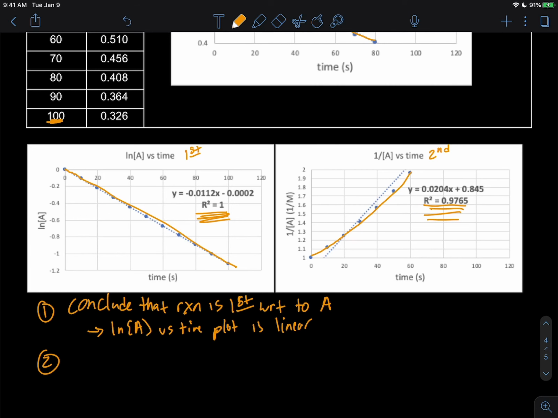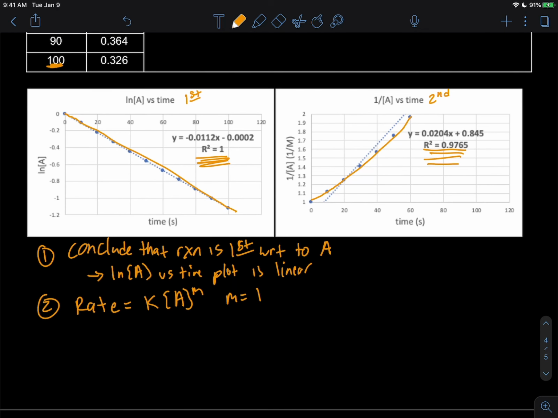Question 2 wants us to actually write out our rate law expression. So again that is rate equals k times the concentration of A to some order. That would be our general rate law expression. Because of the data that we have here, we can identify our actual rate law expression. We know that this is first order. We know our m value is 1. Actually, I'm going to change this because we use m already. So I'm just going to call that n. So our n value is 1.